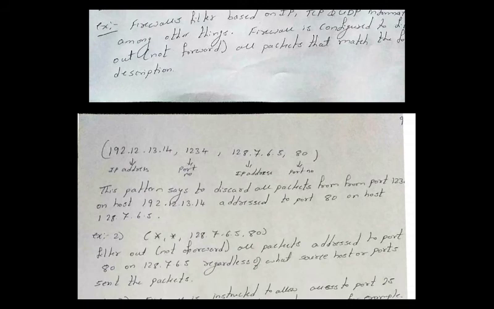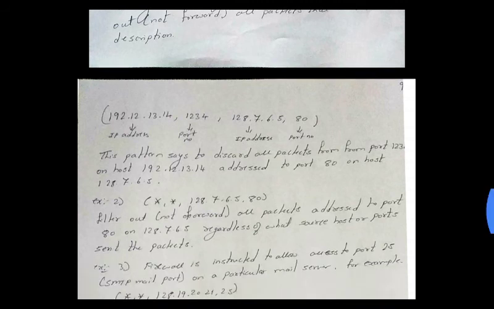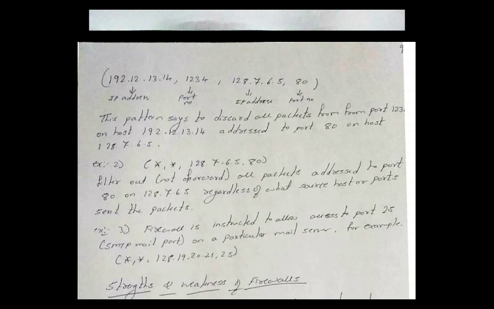Is it clear? So now here, this pattern says discard all the packets from port number 1234. Whatever packets are coming from this particular port number 1234 on the host 192.12.13.14 address to port number 80 on the host, you are going to discard all these packets. It will not allow the packet to enter inside the organization. In this way you write whether you want to allow or discard the packets.